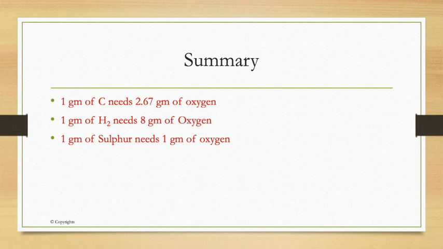So what we can conclude from all our calculations is that 1 gram of carbon needs 2.67 grams of oxygen, 1 gram of hydrogen needs 8 grams of oxygen, and 1 gram of sulfur needs 1 gram of oxygen.